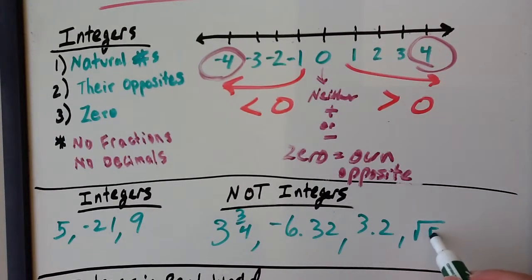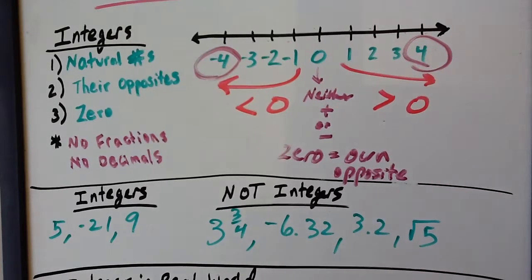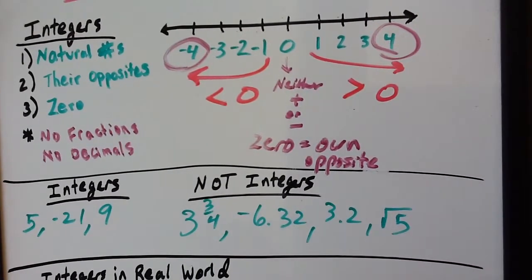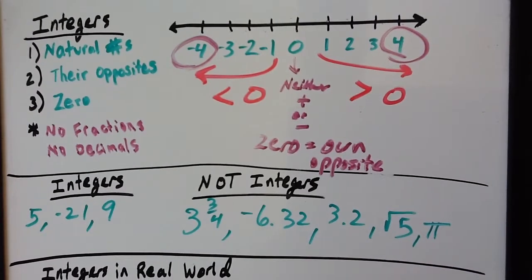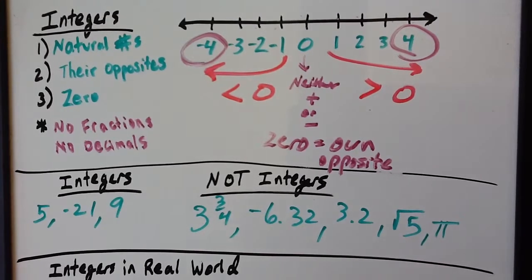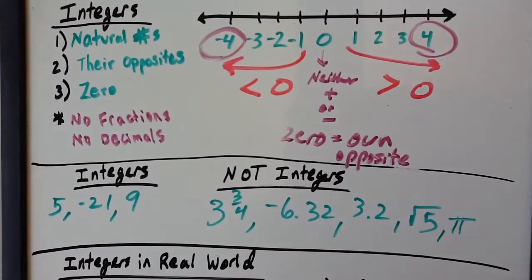The square root of 5 is not a perfect square, so it's going to be a decimal, 2 point something. No decimals are integers. Or if you see pi, pi is a number that we approximate to be 3.14. Therefore, it's not an integer.